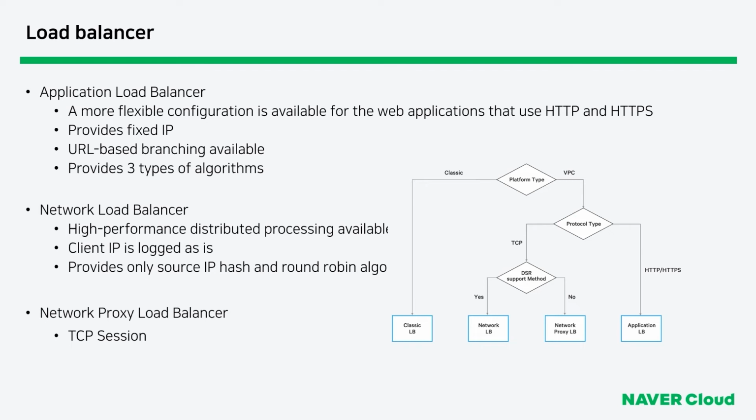The last load balancer type we'll look at is the Network Proxy Load Balancer. Network Proxy Load Balancer provides proxy-based communication, so you can use it in TCP-based applications that require session maintenance. In addition, you can apply the same load balancing algorithms as the Application Load Balancer.